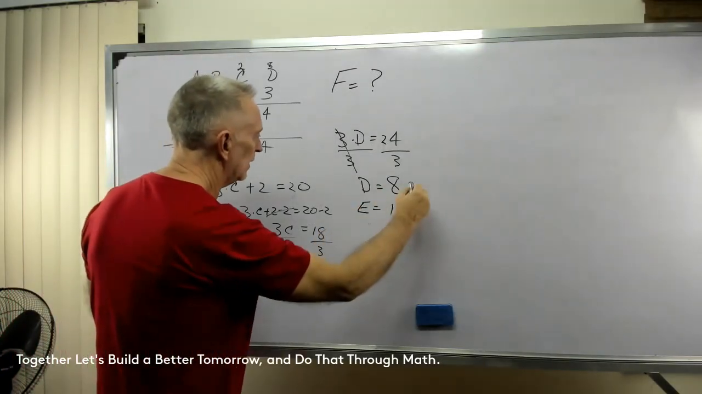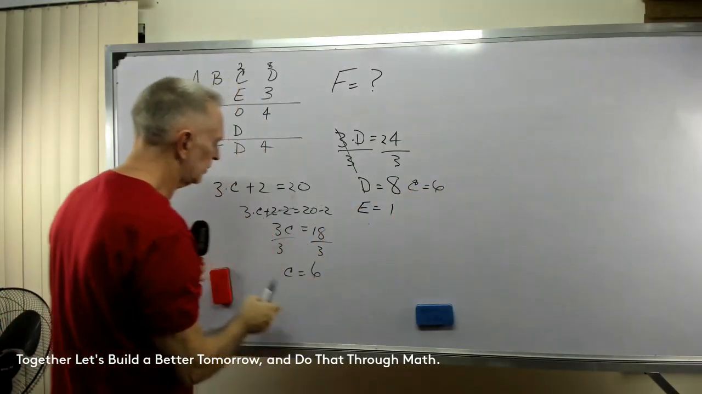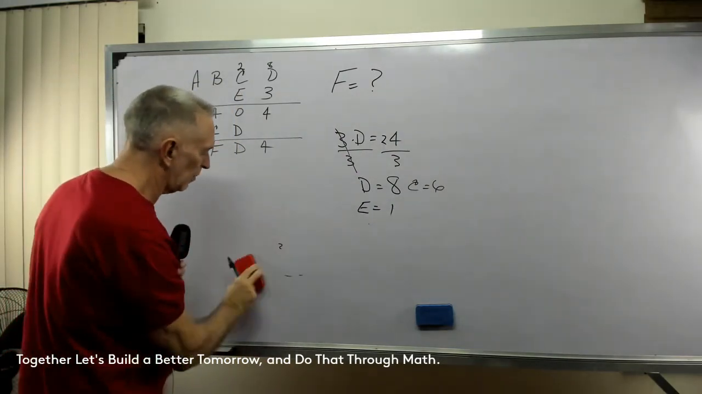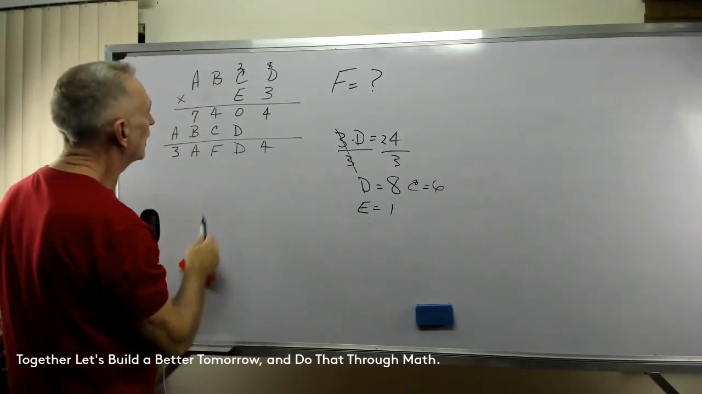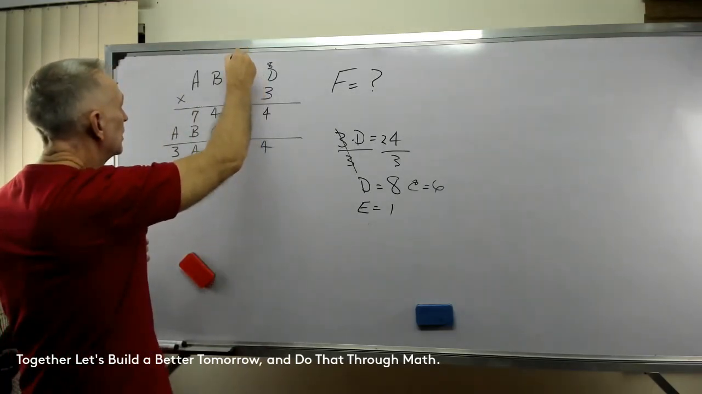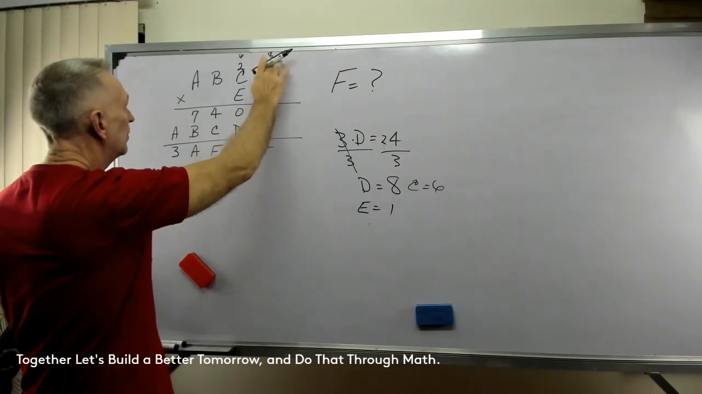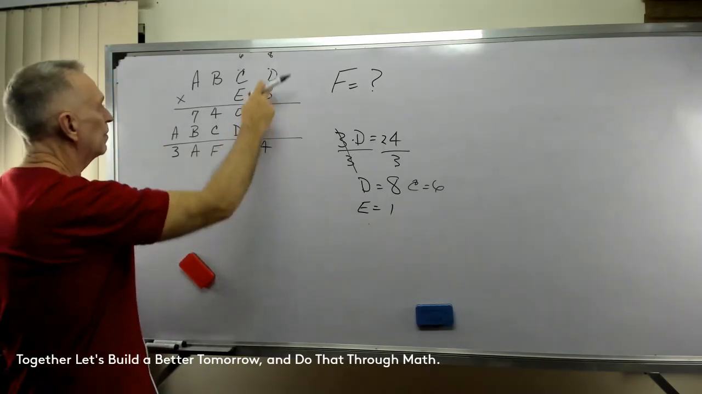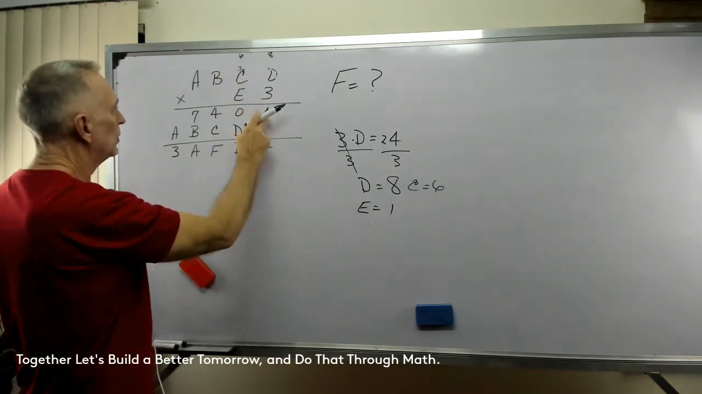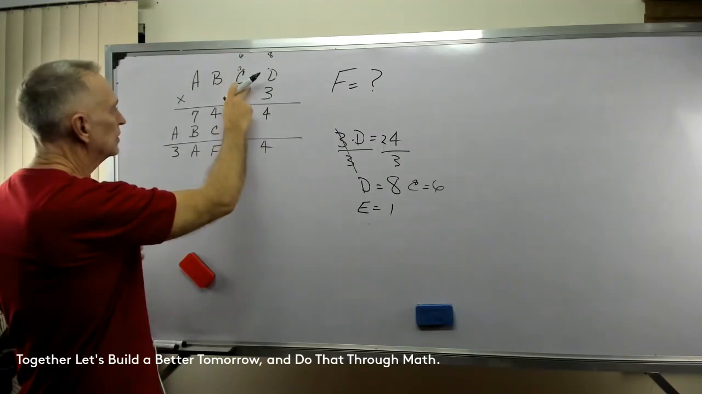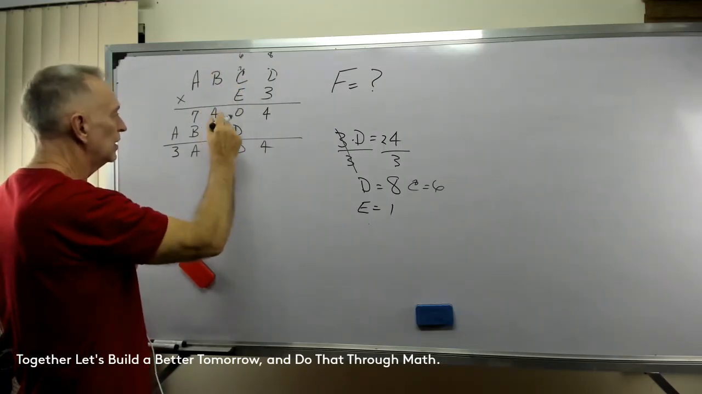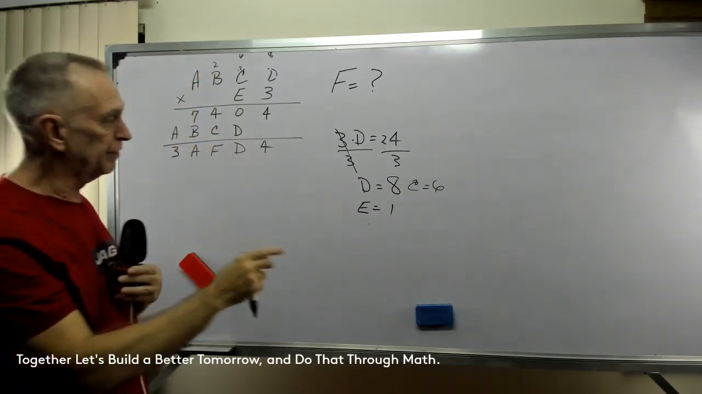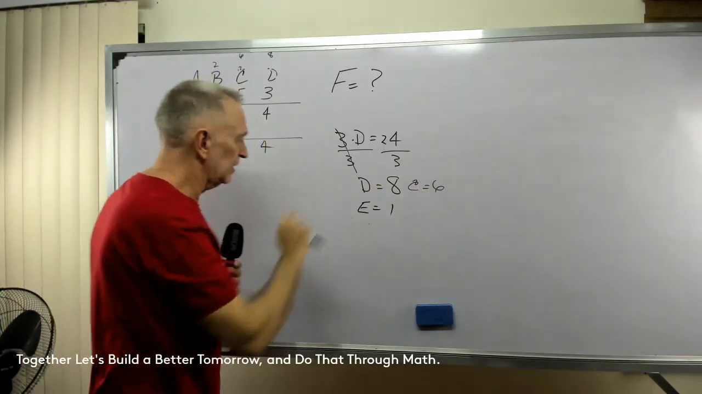So c equals 6. We think. We'll have to keep rolling here and see if that works out. Okay, so we're saying we'll put a 6 up here and an 8 up there. Okay, 3 times 8 was 24, carry the 2. 3 times 6 is 18, plus 2 is 20. Now I have a 2 I have to carry if D is 8 and C is 6.